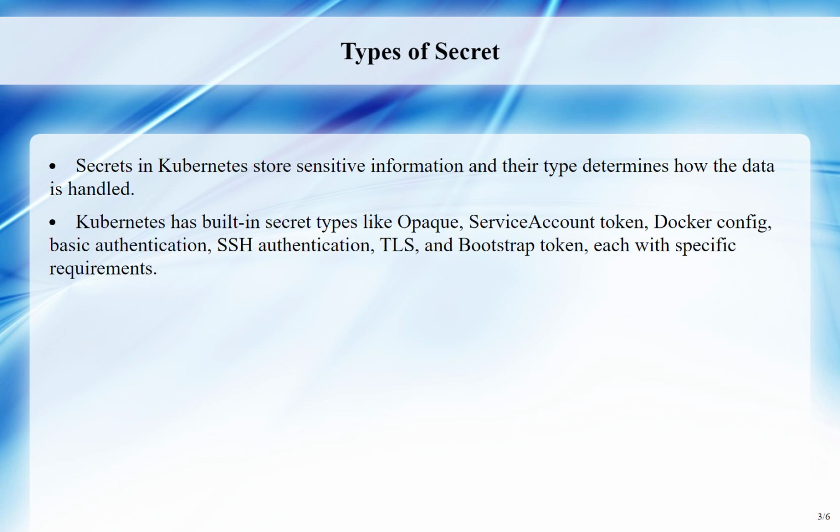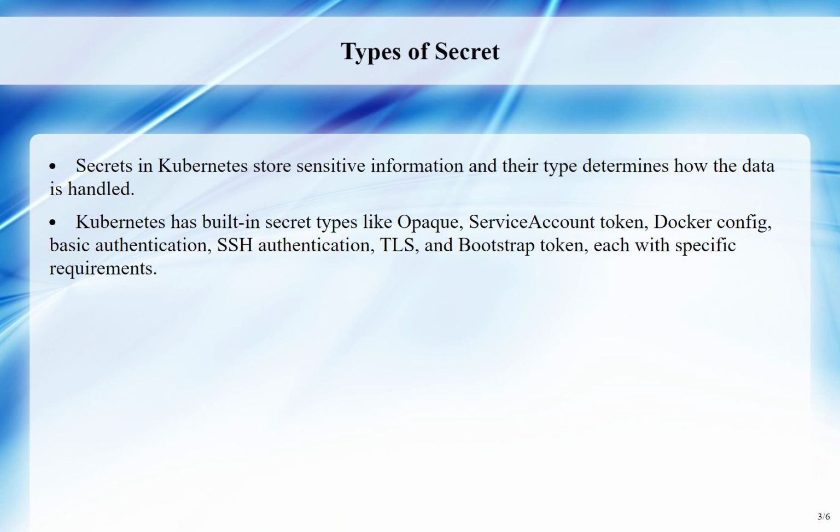Kubernetes provides several built-in types for common scenarios, such as opaque, service account token, Docker config, basic authentication, SSH authentication, TLS, and Bootstrap token secrets. Each type has specific requirements and constraints that must be met.